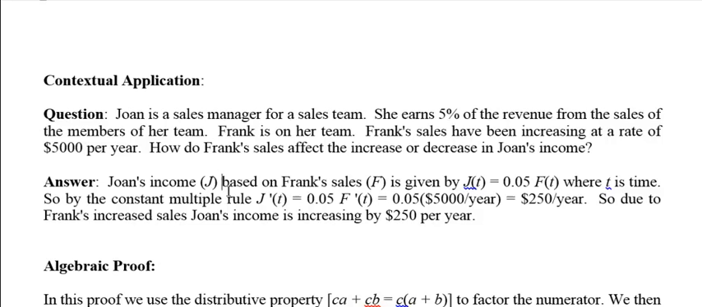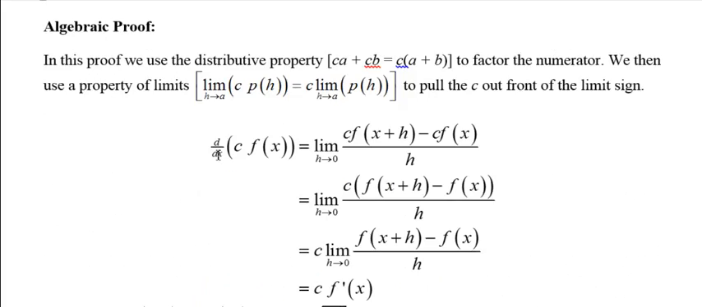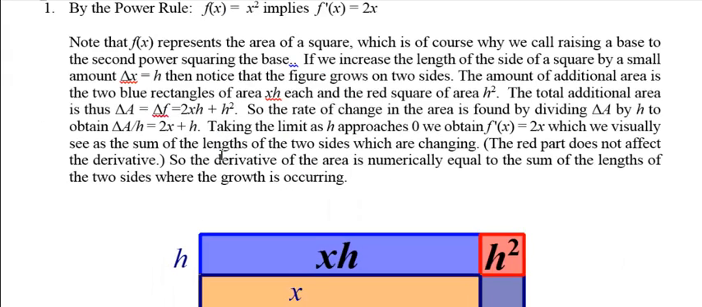So due to Frank's increased sales, Joan's income is increasing by $250 per year. And so there's a real world example of how the constant multiple rule works. I want to look at a couple of real world examples of some power functions now.